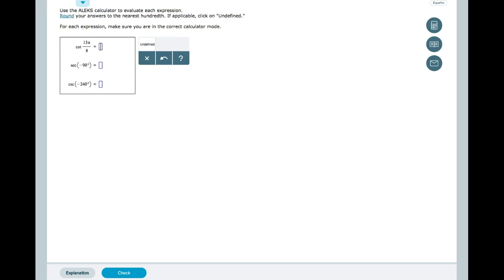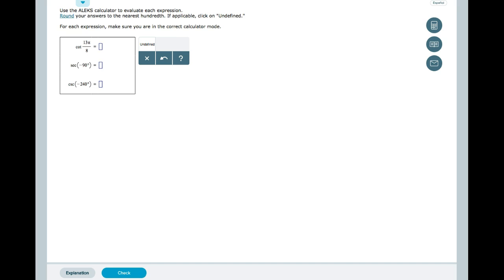This video will cover the topic using a calculator to approximate cosecant, secant, and cotangent values. In this problem, we will be using the ALEKS calculator to approximate the trigonometric ratios of cosecant, secant, and cotangent. CSC stands for cosecant, SEC stands for secant, and COT stands for cotangent.